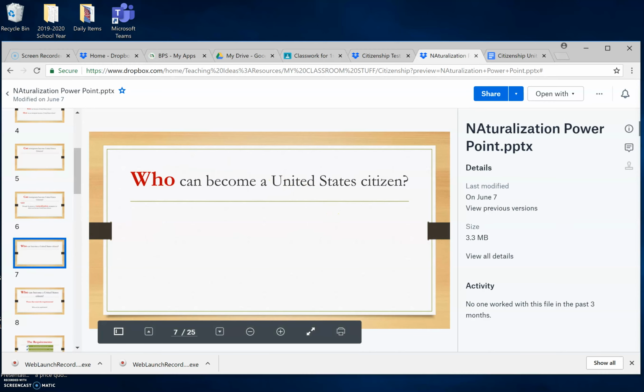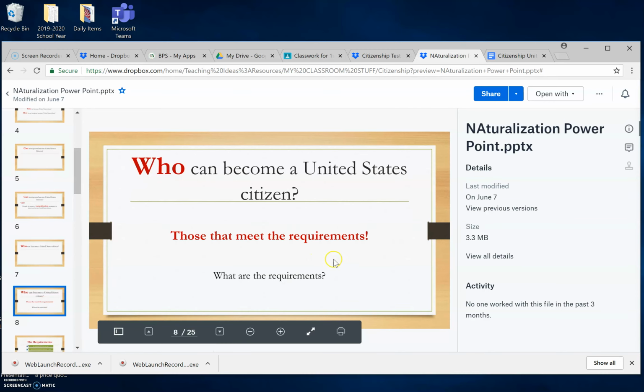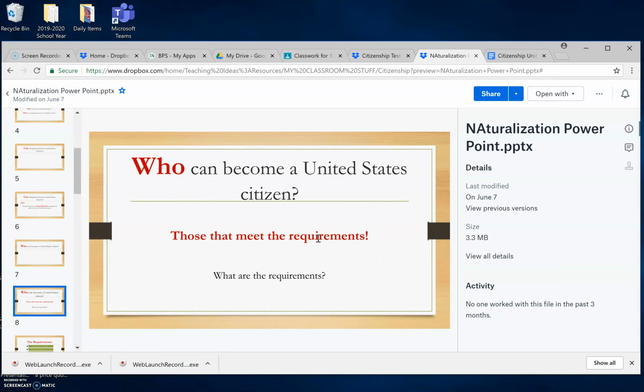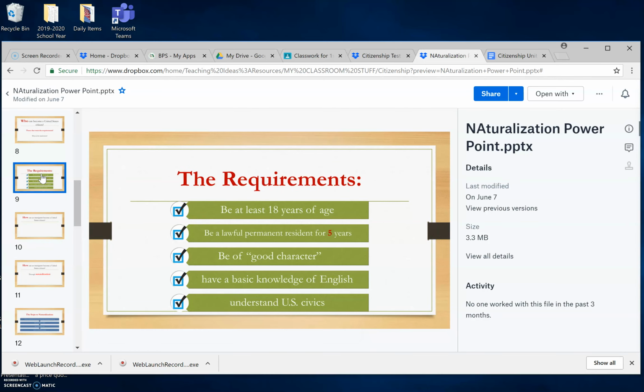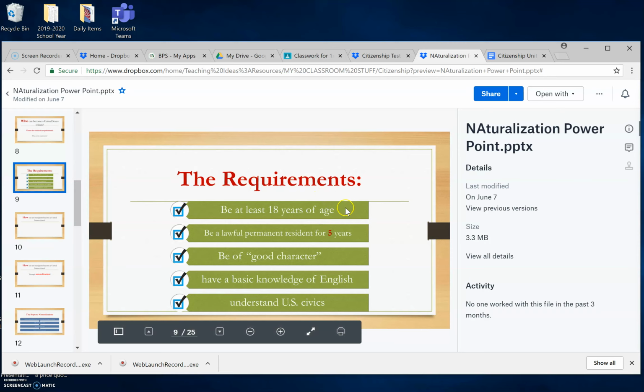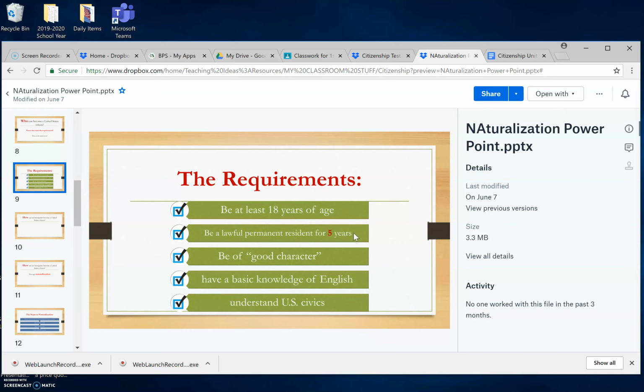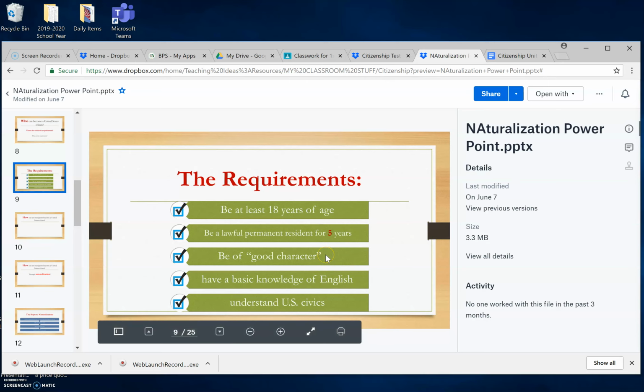So who can become a United States citizen? Those that meet the requirements. You have to meet the requirements before you even think about citizenship. Do you meet the requirements? There are basic things you have to have, or skills you have, in order to even apply for naturalization. Here are the requirements. You have to be at least 18 years of age. Be a lawful permanent resident for how many years? That's right, 5 years.